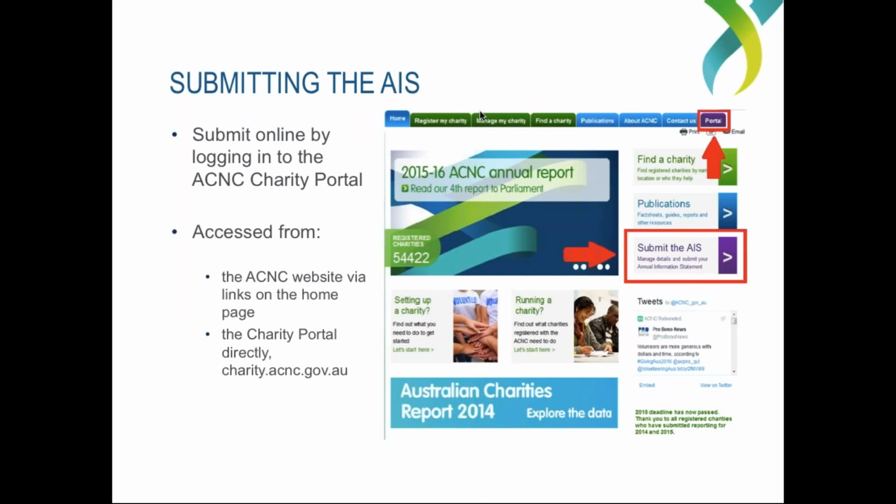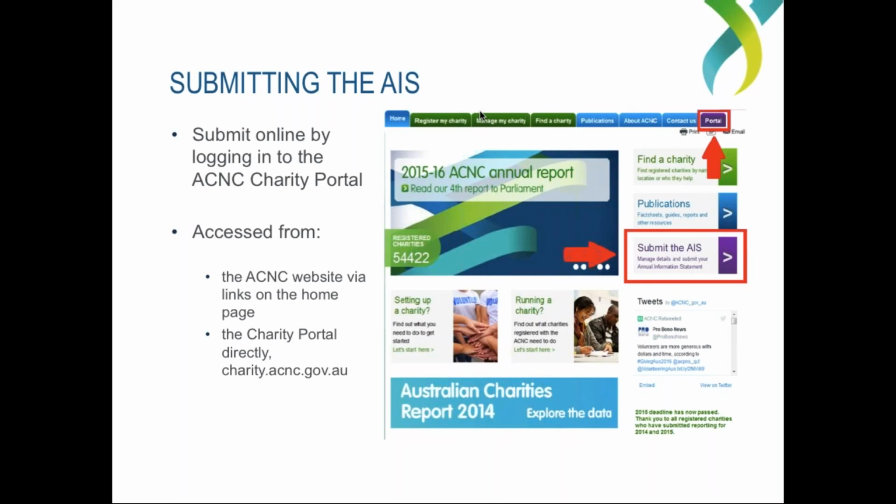So as you can see on the screen here, you log into the ACNC charity portal, and that's the place in which you can manage all your charity's details, and you submit the annual information statement from within the charity portal. There are two ways you can access it. The one we've got on the screen at the moment is the path from the ACNC homepage. If you go to the ACNC homepage at acnc.gov.au, you'll see a couple of purple links to the portal. That will take you through to the place to log into the charity portal.